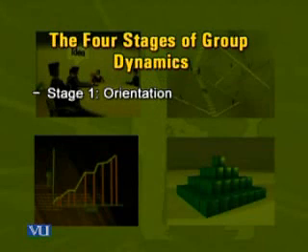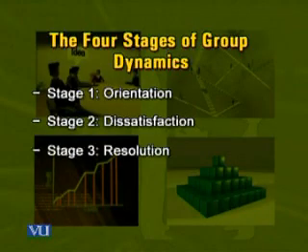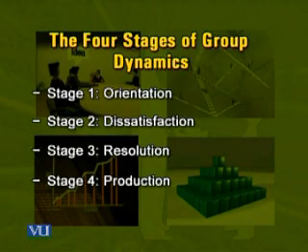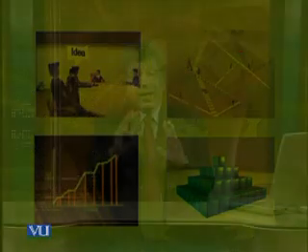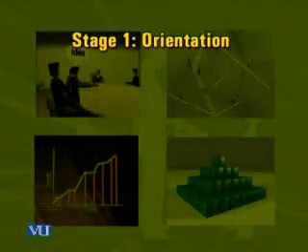Number one stage is the orientation. Number two stage is the dissatisfaction. Number three stage is the resolution. Number four stage is the production. Let me try to explain these four stages to you again. And remember, they will be talking about the same thing, but in a different way, like we have covered in the previous slides, those five stages: forming, storming, norming, performing, and adjourning.